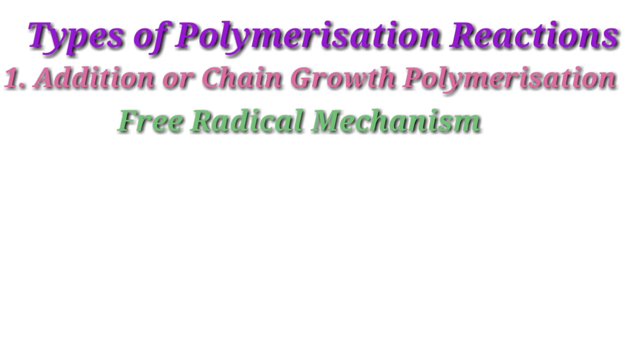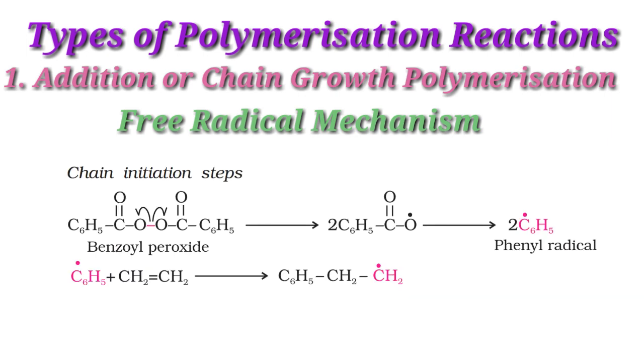I'll explain the mechanism with an example, that is, formation of polythene from ethene. On heating or exposing to light a mixture of ethene with a small amount of benzoyl peroxide initiator, generation of phenyl free radical takes place. In benzoyl peroxide, the oxygen-oxygen bond breaks homolytically to form two phenyl free radicals. This phenyl free radical on adding to ethene forms a much larger free radical. This step is called the chain initiation step.